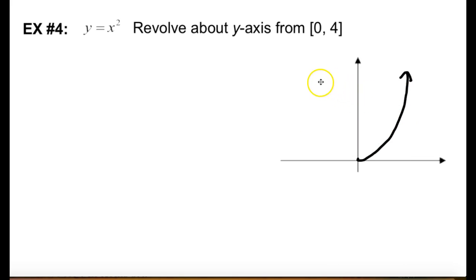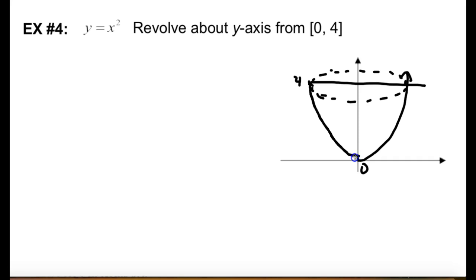Okay, so if we assume that 4 is here, going from 0 to 4, we will end up with some figure that looks like this, right? If I take this and revolve it all the way around, I'm going to get something like this.